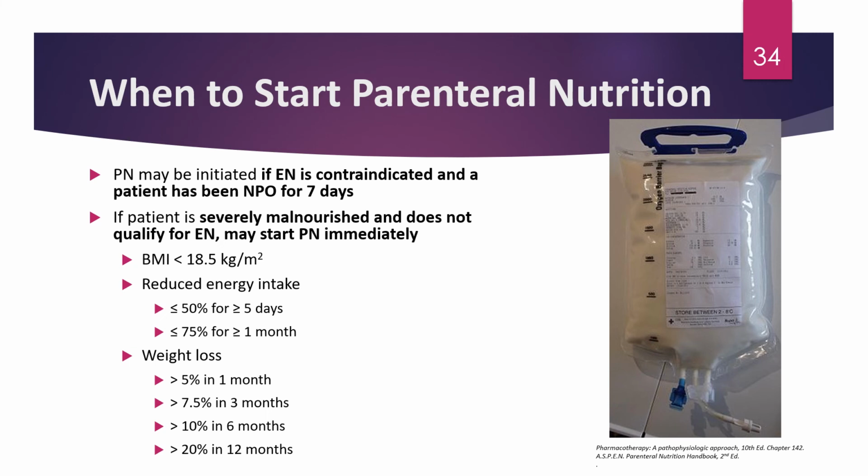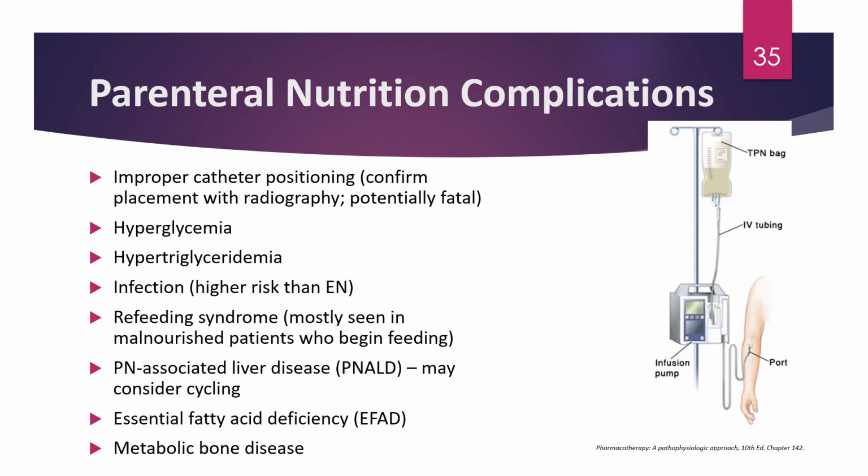We do not wait. For EN purposes, we usually can start feeding the gut as soon as it's feasible to feed the gut, which is usually pretty quickly. But for PN, we want to wait to minimize that risk of infection and other complications. What are those other complications, you may ask, other than infection that we mentioned with the addition of a central line? We might have improper catheter positioning, which we mentioned that we're always going to confirm with a chest x-ray.